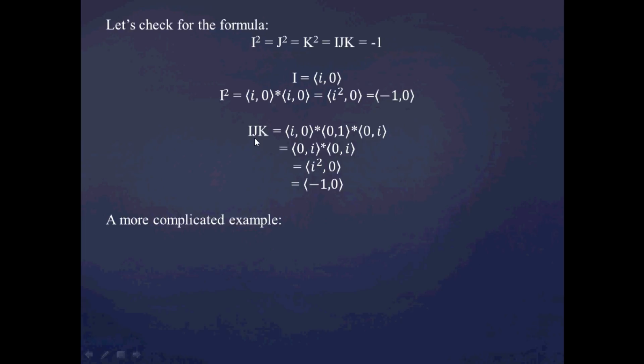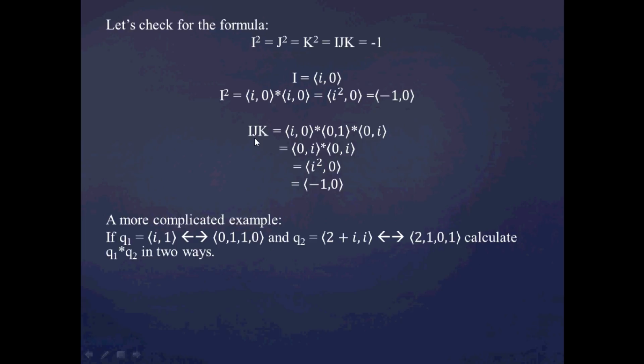Now let's try a more complicated example. Let's suppose I have q1, which is i, 1, which in the quadruple fashion can be interpreted as (0, 1, 1, 0), and q2, which is going to be 2 plus i, which can be interpreted as (2, 1, 0, 1). Now we're going to calculate q1 times q2 in two different ways. Actually, I'm going to compute it in the paired way, and then I'll leave the computation in the quadruple way for you as an exercise.